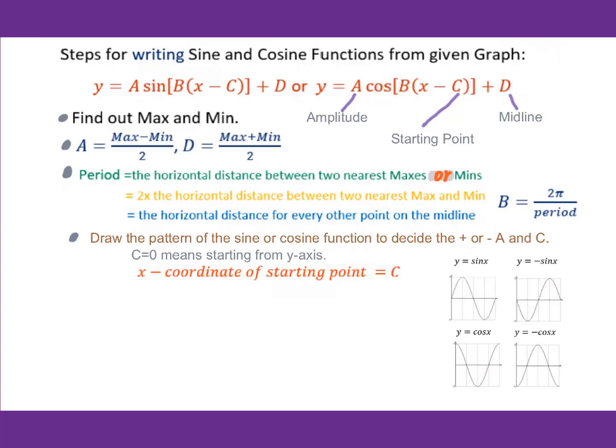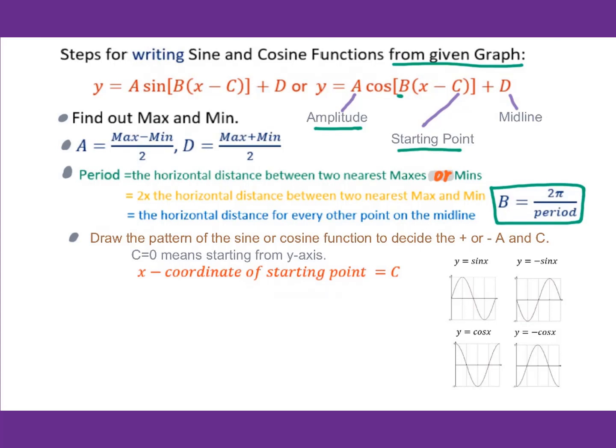This video is about steps for writing sine and cosine functions from a given graph. Let's talk about the transformation form of sine and cosine functions. We know A is the amplitude, C is the starting point, D is the midline. For the B, this is the formula. B is related to the period.